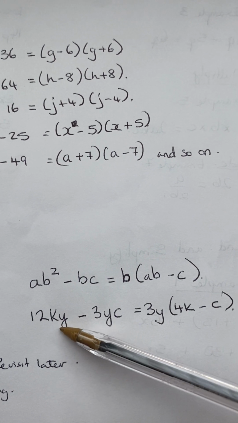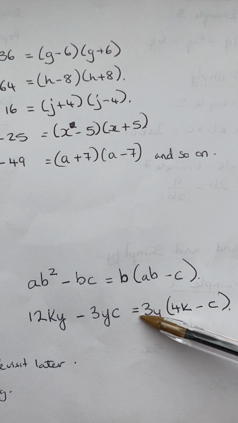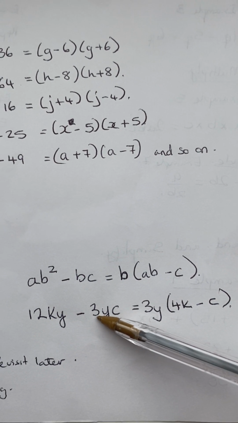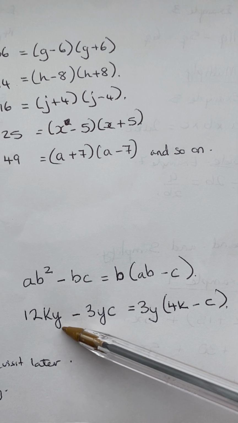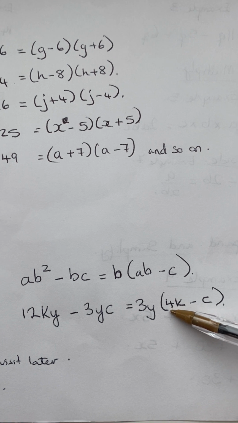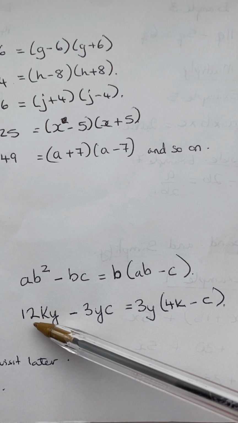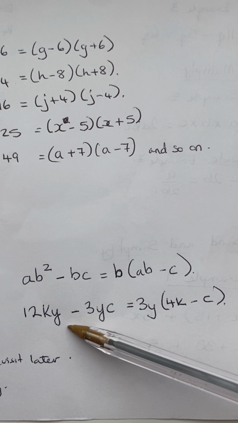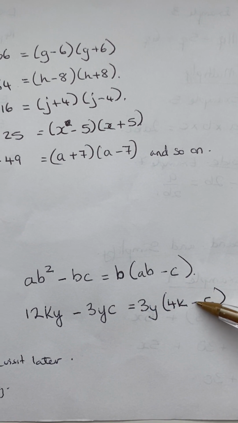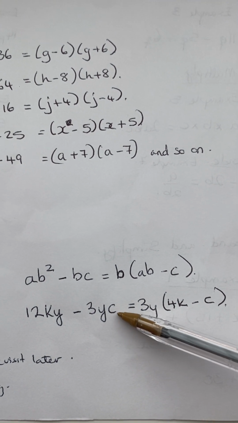Now 12ky minus 3yc. Here the common factor is 3y. You look at it carefully. 3y here, you can have 3y here. If you divide this by 3y, you are left with 4k. So that when you multiply 4k with 3y, you get 12ky. Okay, now you have 3y here, so you are left with c, so minus c. So if you multiply c with 3y, you get 3yc.